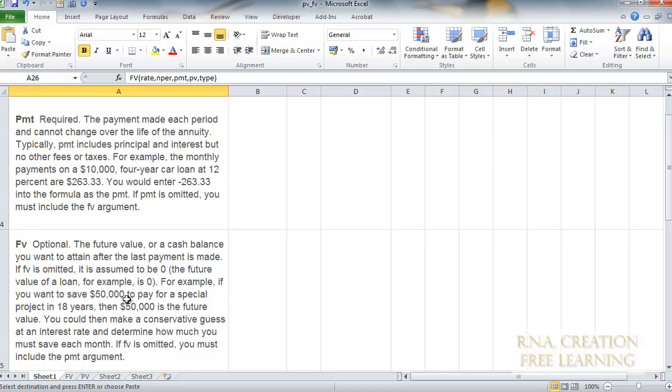For example, if you wanted to save $50,000 to pay for a special project in 18 years, then $50,000 is the future value. Remember that thing I was explaining to you, but it is for 18 years. So what should you actually put in the bank today to get that amount after 18 years? That is $50,000 at the rate of interest the bank is going to pay you.